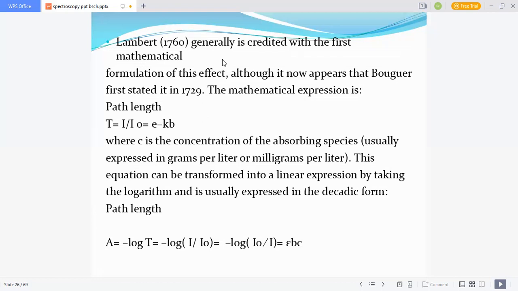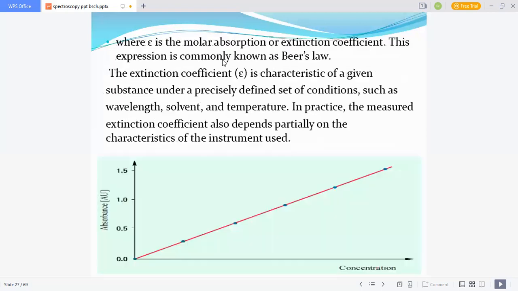C is the concentration of the absorbing species, expressed in grams per liter or milligrams per liter. This equation can be transformed into a linear expression by taking the logarithm and is usually expressed in that form. A is equal to minus log T, equal to minus log I over I naught, equal to log I naught over I, equal to epsilon b c.